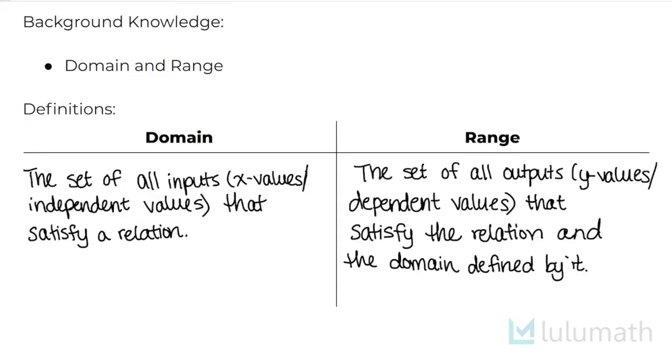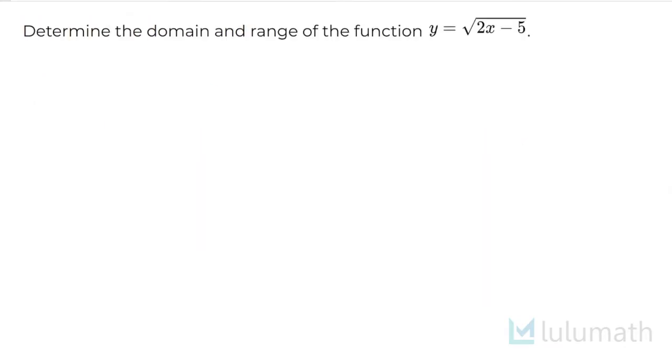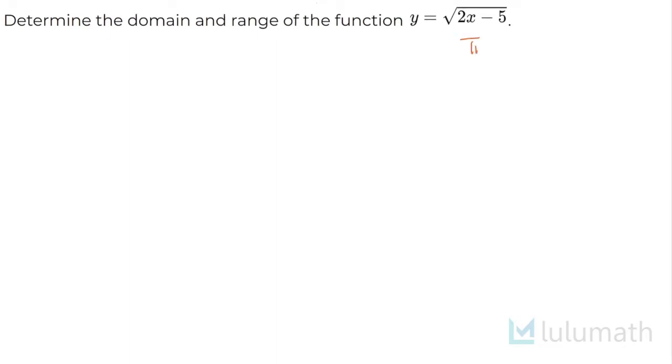So let's have a quick refresher on the definition of domain and range. Remember, domain is the set of all inputs or X values or independent values that satisfy a relation, and range is the set of all outputs or Y values or dependent values that satisfy the relation and the domain defined by it. So we want to determine the domain and range of the function y equals the square root of 2x minus 5.